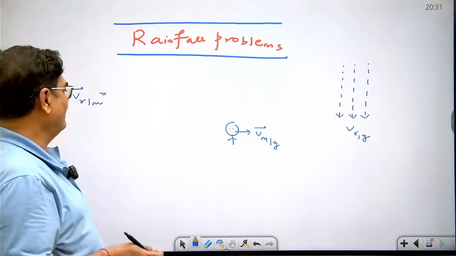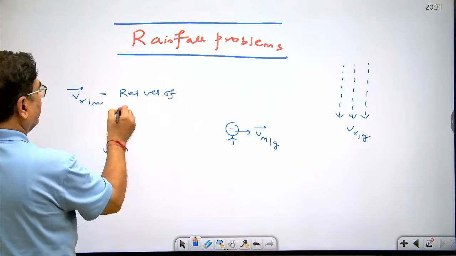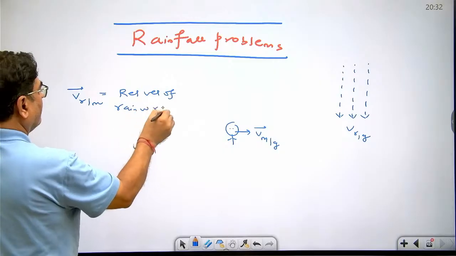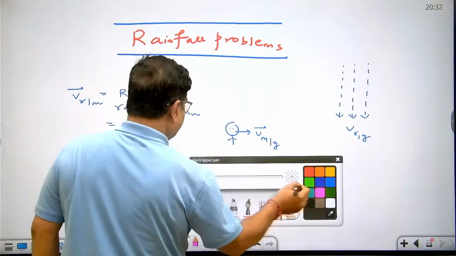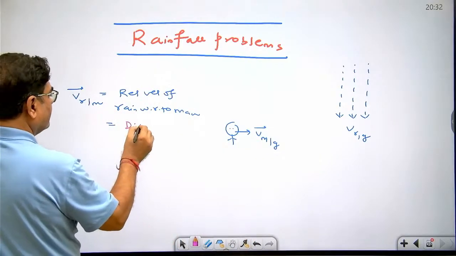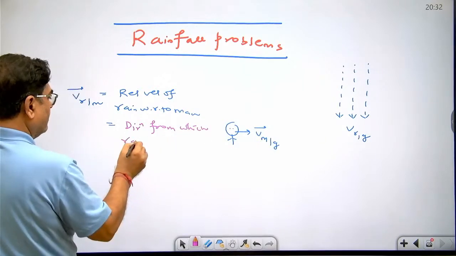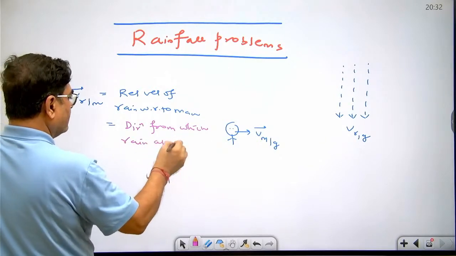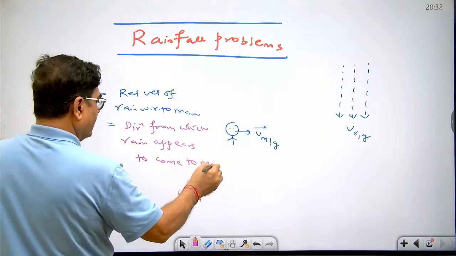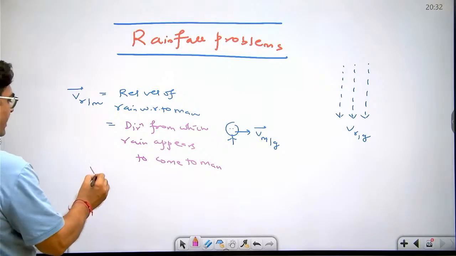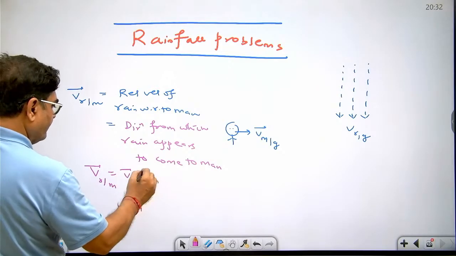Okay. This is the relative velocity of rain with respect to man. And this is what? In physical sense, this is the direction from which rain appears to come to man. And dear student, VRM can be written as VR minus VM.